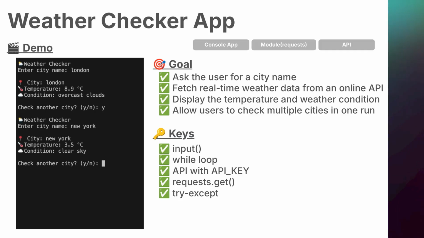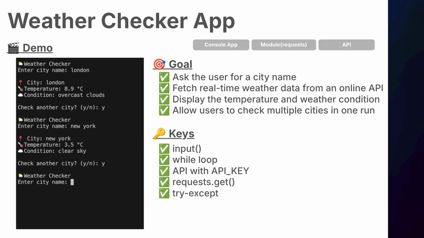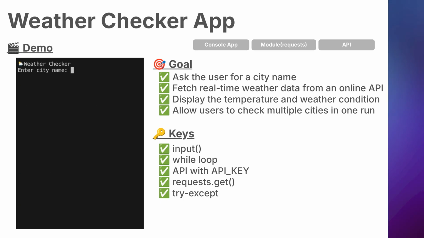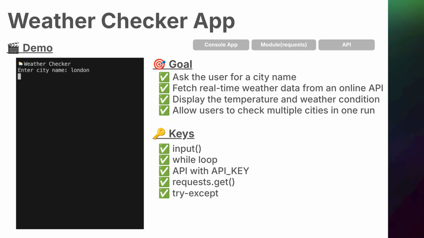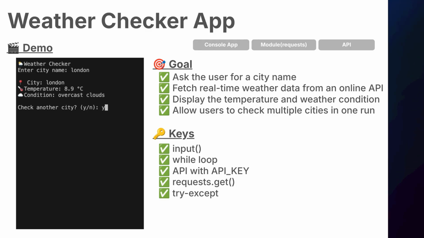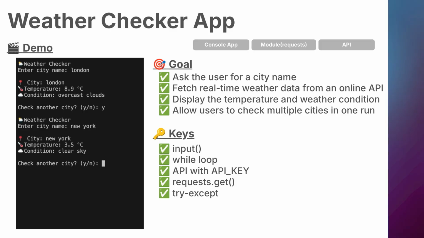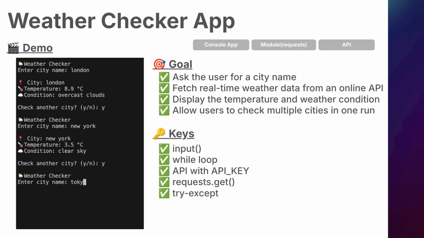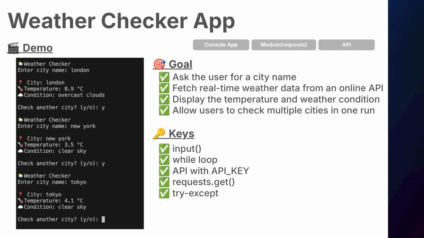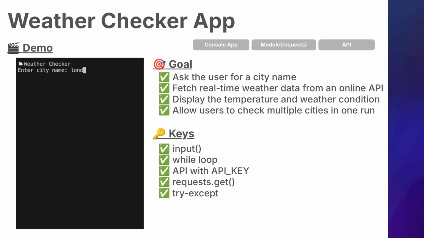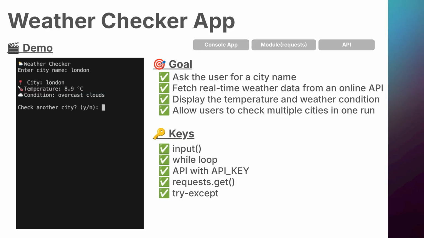When the program runs, it starts by showing a clear prompt asking for a city name. For example, the user might type London. After that, the app responds by displaying the city name, the temperature in Celsius, and a short description such as overcast clouds or clear sky. Once the result is shown, the program asks if the user wants to check another city. If the user types Y, they can enter a new city like New York or Tokyo. If they type N, the program ends with a friendly goodbye message.